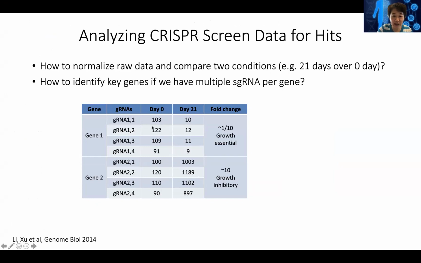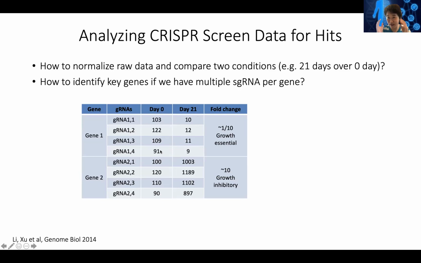The reality is, even at day 0, you don't really see this very even situation. There is already some distribution, and after day 21, in this case, you can see the 4 guides are giving you very consistent performance, but sometimes they don't. And so it can get pretty complicated. The question is, how do you normalize the raw data and compare the 2 conditions?